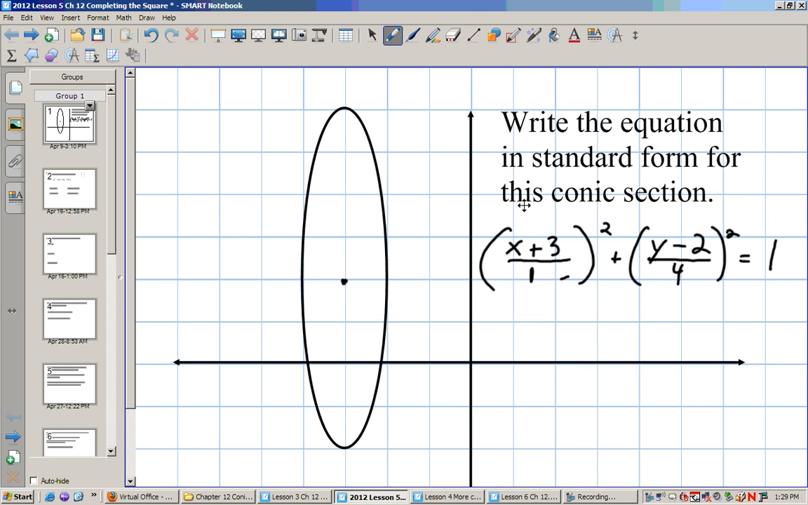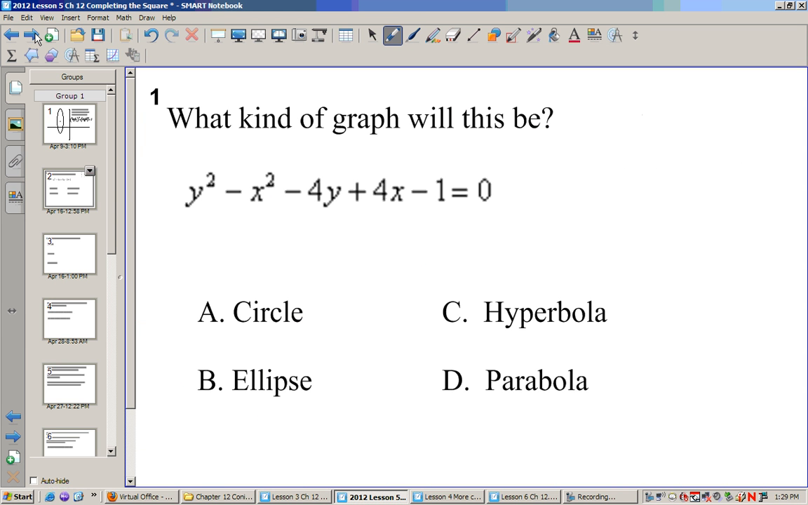So from that, we have our equation of our ellipse. Now what kind of graph will this be? Now when we're deciding what kind of graph this will be, first off, both of these are squared and those are the highest exponents, so we can get rid of the parabola. Parabolas only have one of two variables squared.